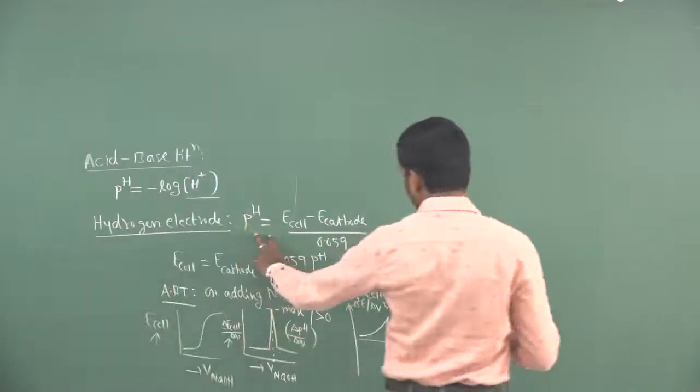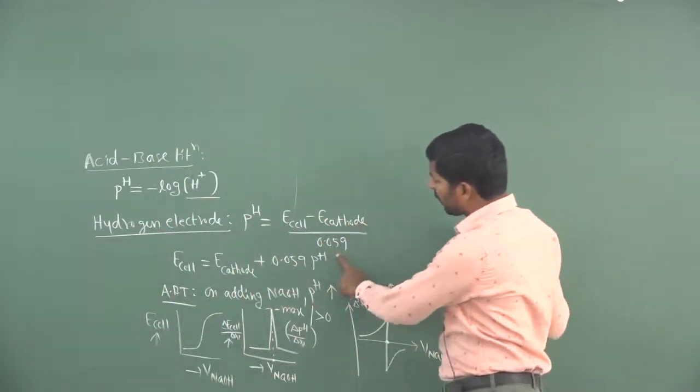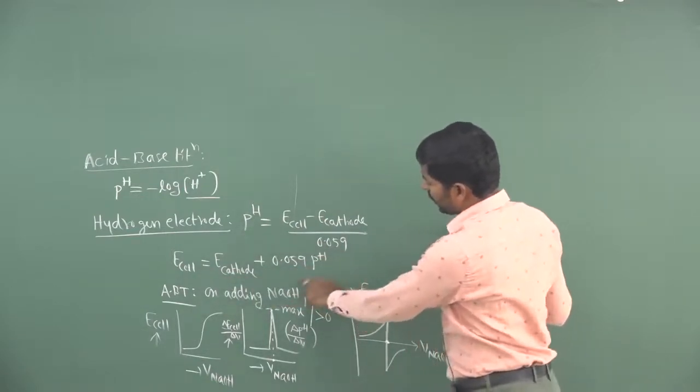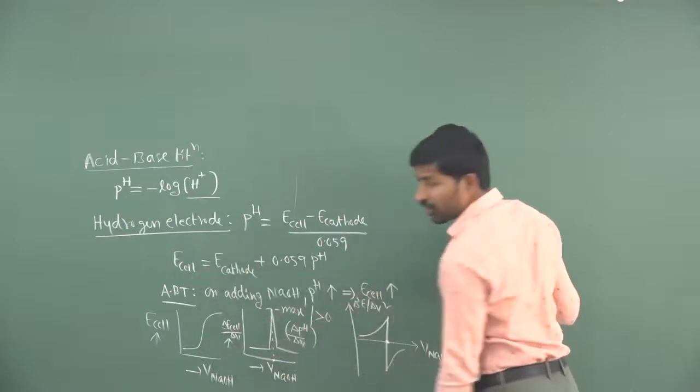Okay, this is the formula you remember: E cell minus E cathode by 0.059. From that E cell value, this is the expression. So as on addition of NaOH, pH increases, cell potential also increases.